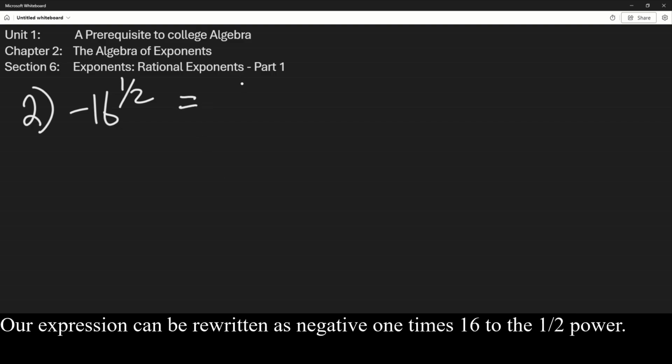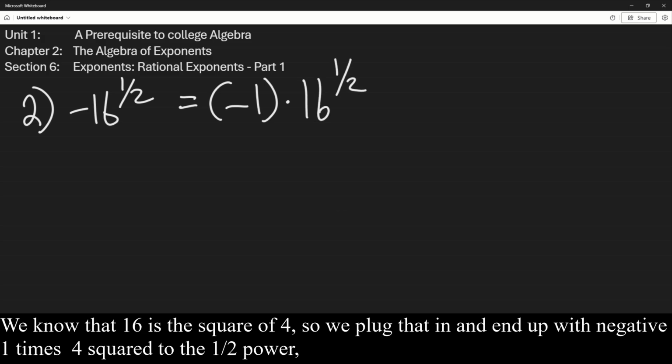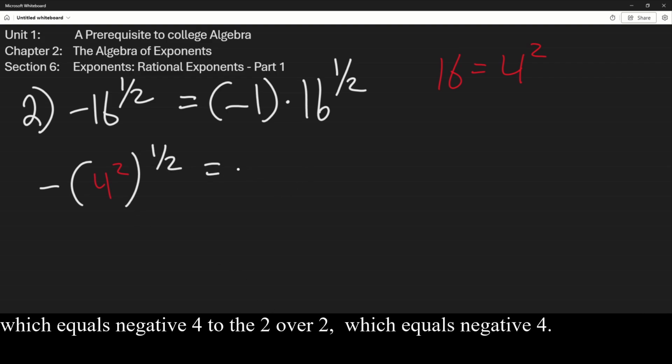Our expression can be rewritten as -1 times 16 to the 1/2 power. We know that 16 is the square of 4, so we plug that in and end up with -1 times 4 squared to the 1/2 power, which equals -4 to the 2/2, which equals -4.